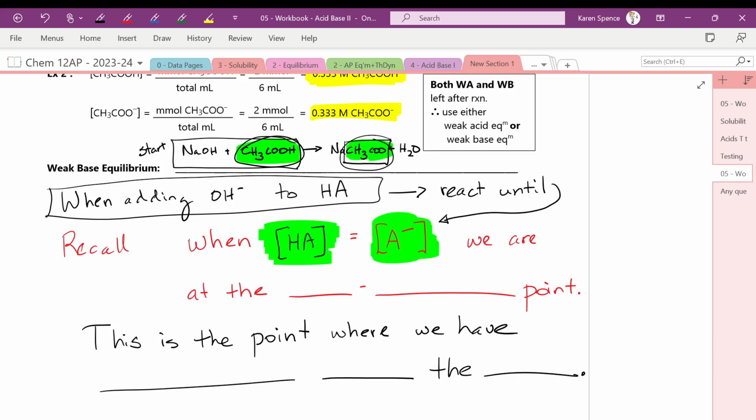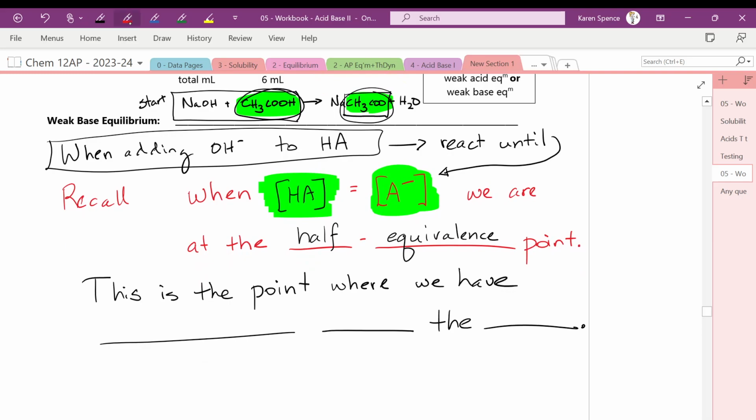Okay, lovelies. What point are we at? We are at the half equivalence point. And this point is the point where we have done what? Neutralized half the acid. Because if we've neutralized half the acid, we have turned half the acid into its conjugate base.